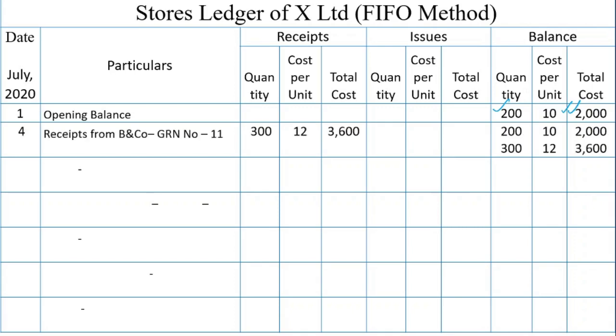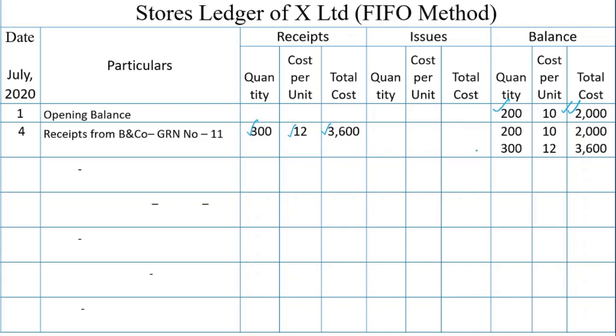Now, on July 4th, receipts from B and Co. That journal receipt number is 11. When we are receiving, that means we are purchasing from B and Co. 300 units at 12 rupees, 12 threes are 36, 3600 total cost. And now the balance, what is the balance which we are having as on July 4, 2020?